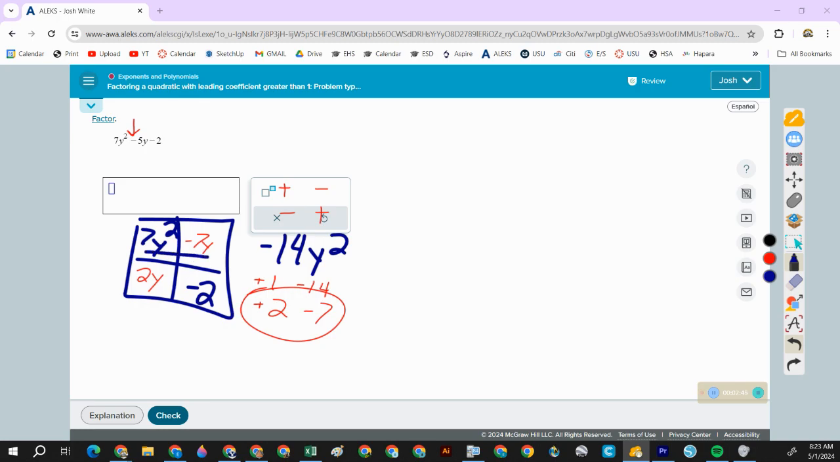Okay, what do these have in common? They share a 7 and a y. And if I pull out a 7 and a y, then I'm left with y minus 1. And if I remove a y from the first column, I'm left with a plus 2. And then double check, is this number times this number equal to that number? Yeah. So my factors are y minus 1 and 7y plus 2.